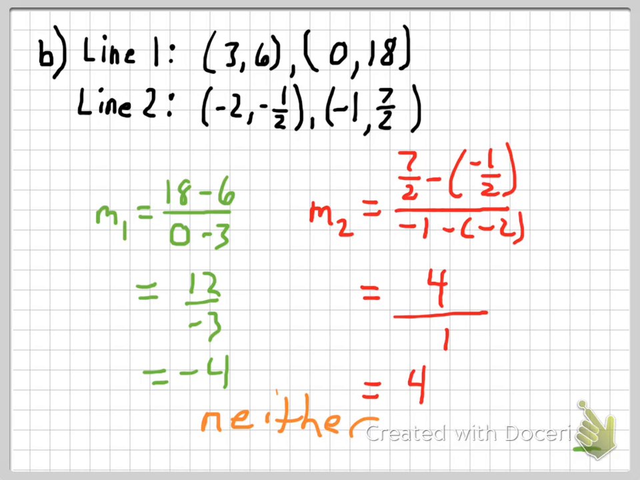There you go. That's it for section 3.4, finding slopes of lines and using slopes to determine if two lines are parallel, perpendicular, or neither.